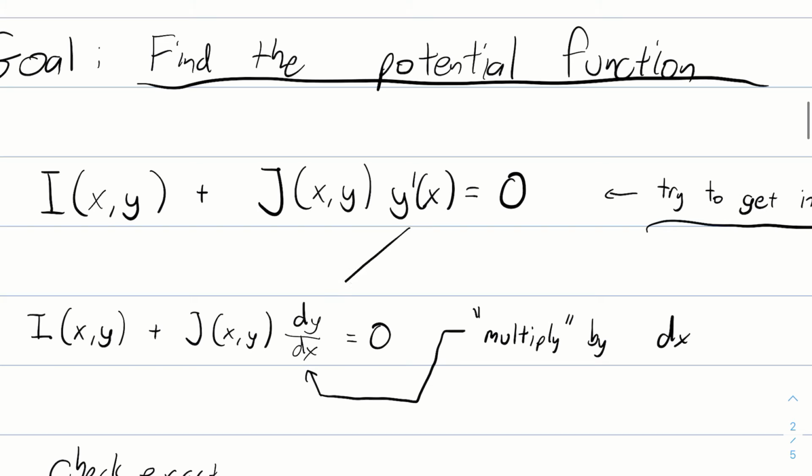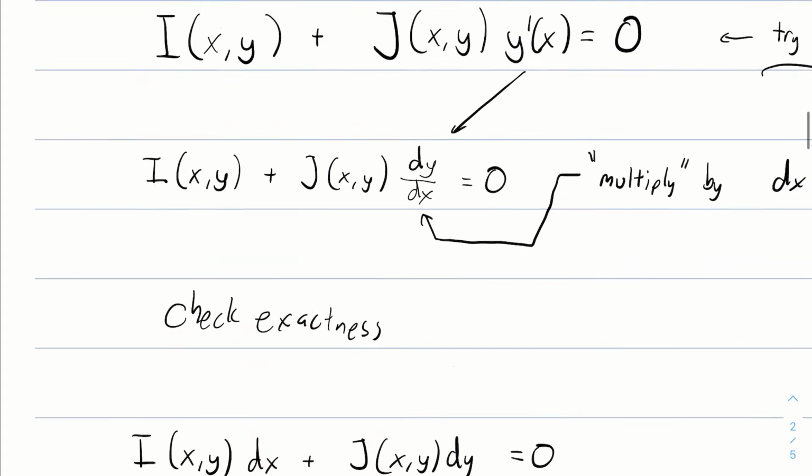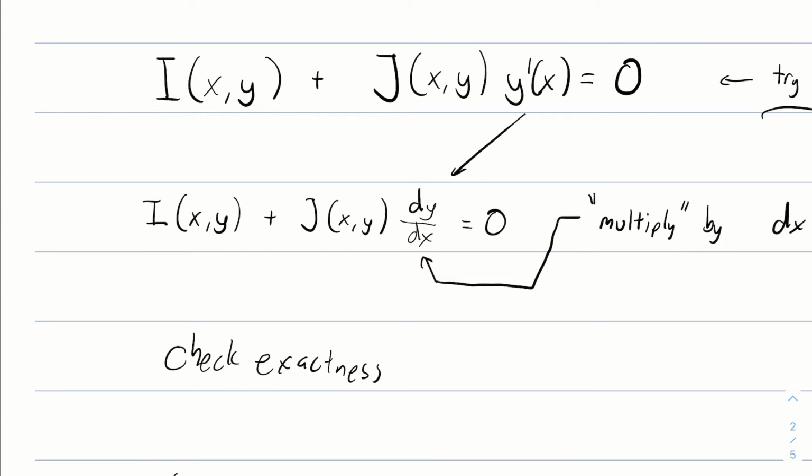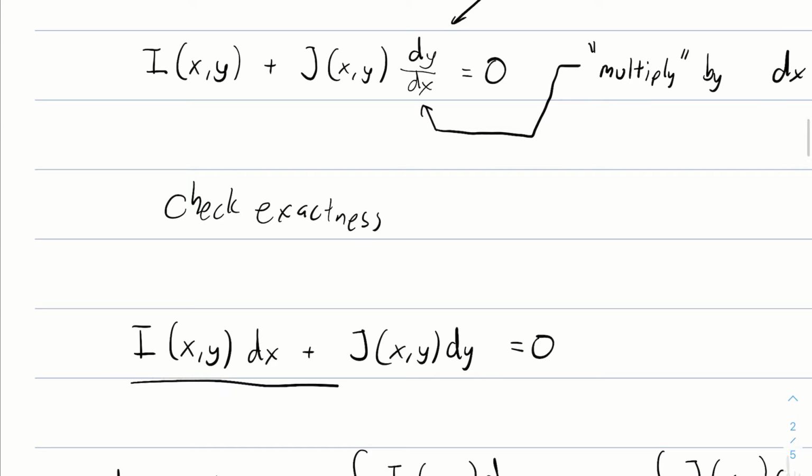Now, because y prime is dy over dx, we're just going to convert it over there, and then we're going to multiply by dx. And then from there, we're going to check the exactness by taking partial derivatives. Once we're at this step, I kind of messed that up.